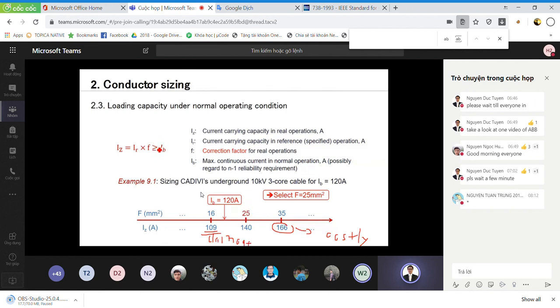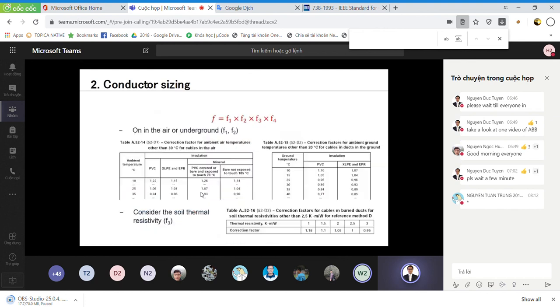But remember the factor here. The factor will be explained in the next slide, right? Yes. Okay. Here we are going to talk about the correction factor. Correction factor equals F1 multiplied by F2 multiplied by F3 multiplied by F4. Below, we are going to talk about what F1, F2, F3 and F4 are.